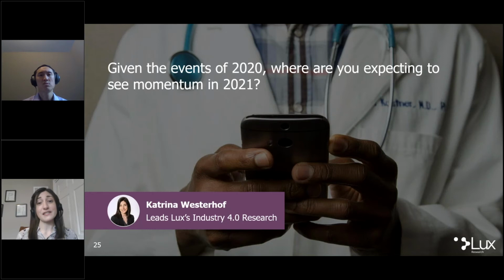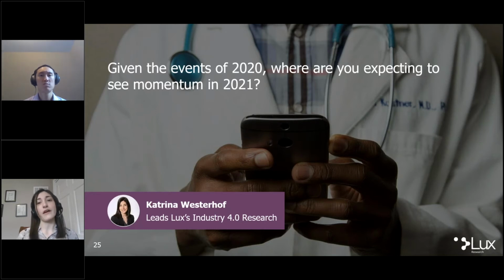So we saw PTC's Vuforia Chalk, which is an AR and remote expert platform for field operations. We saw Machine Metrics, which is an industrial IoT platform, offer free versions of their tools in response to COVID to help boost adoption and get people accustomed to these different ways of working remotely.